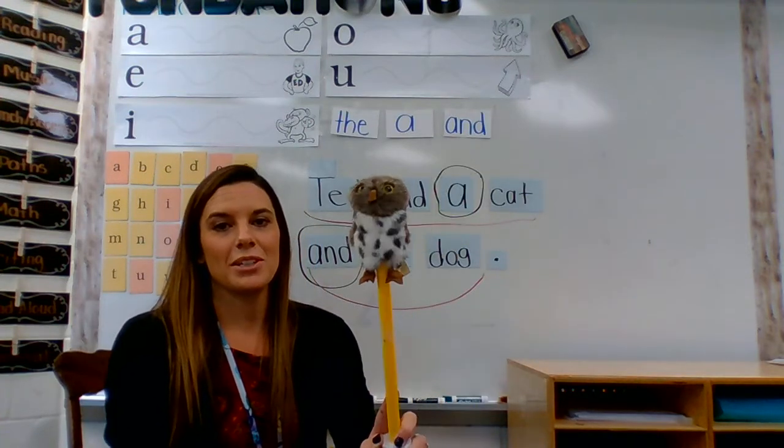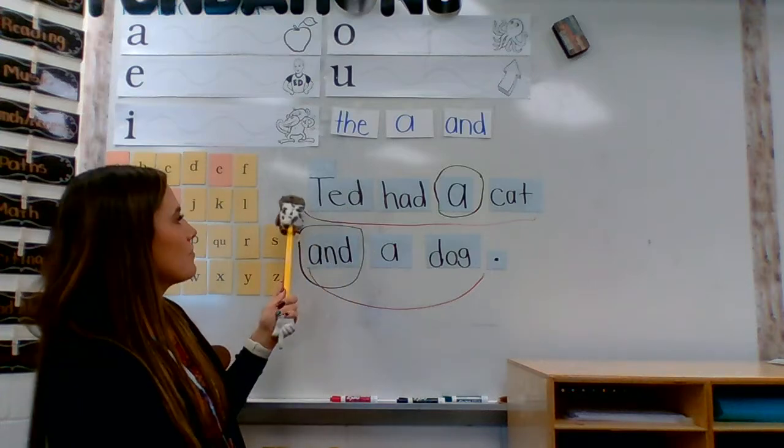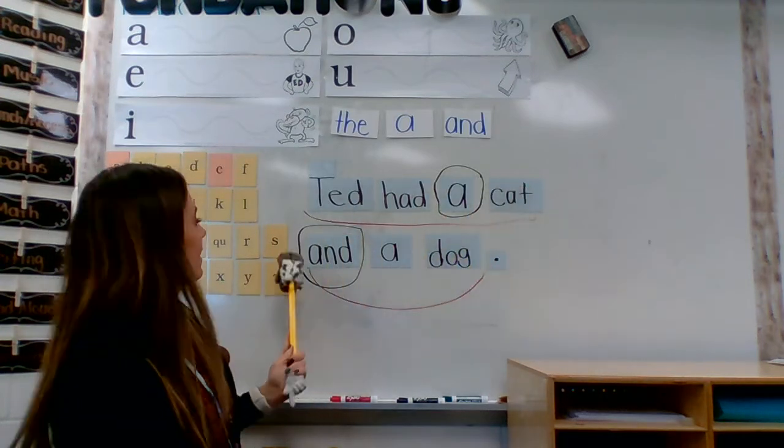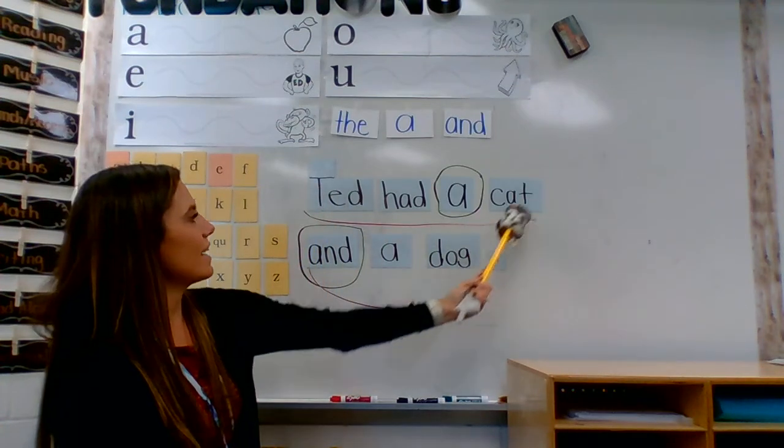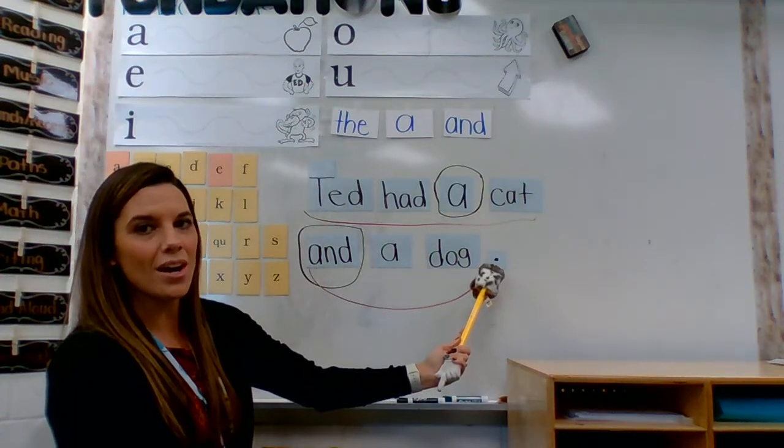Baby Echo wants to hear you read it with me, okay? Here we go. Ready? Ted had a cat and a dog. Let's try it one more time. Ted had a cat and a dog.